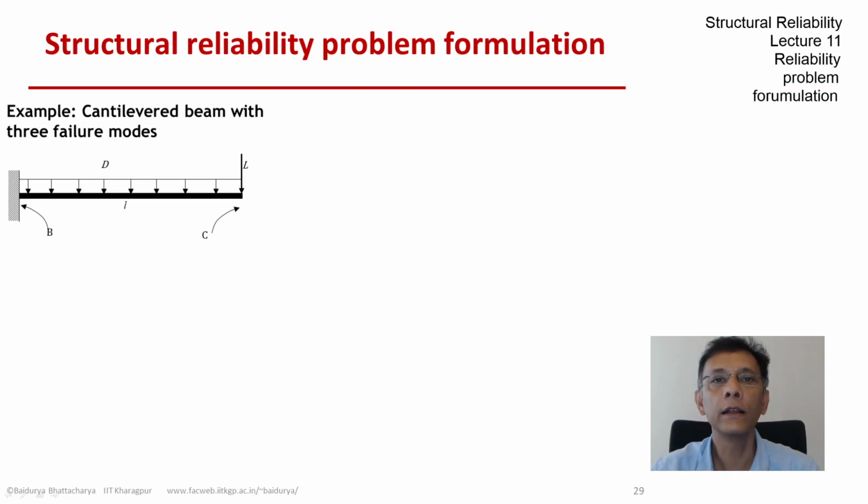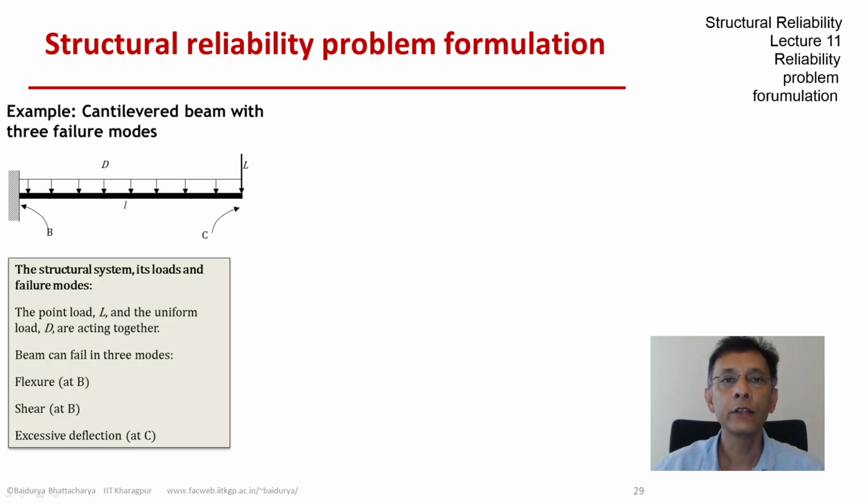We are ignoring other failure modes, for example, lateral, torsional, buckling. So which failure modes to be considered in a reliability analysis has to come from our understanding of the mechanics and our experience with similar situations.